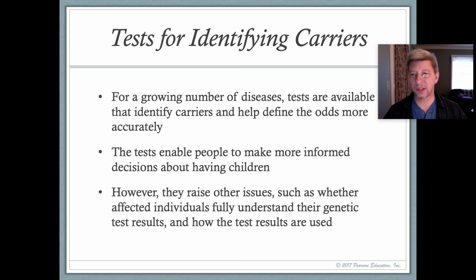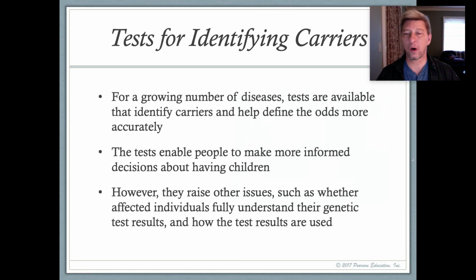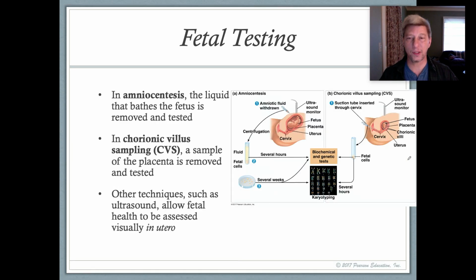There are tests for identifying carriers. These are genetic tests that can be done through a blood test or other things. One of the ways that we can also examine the probabilities is by doing exams on fetuses inside their mother's womb.